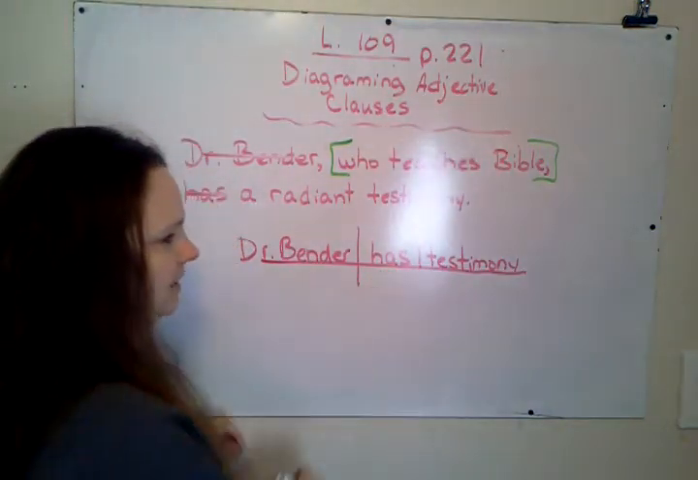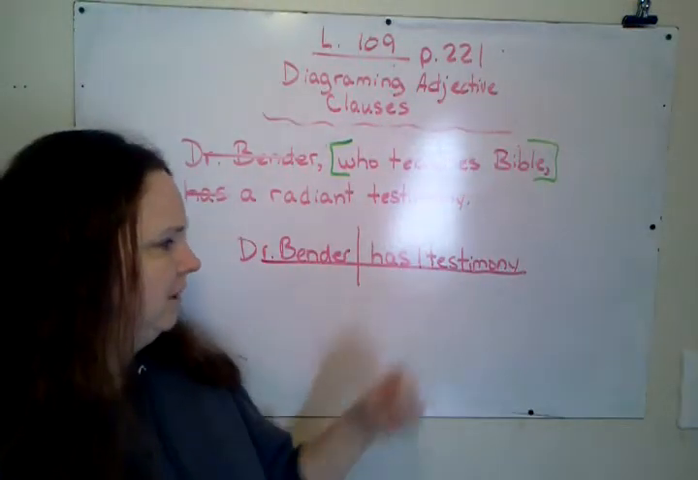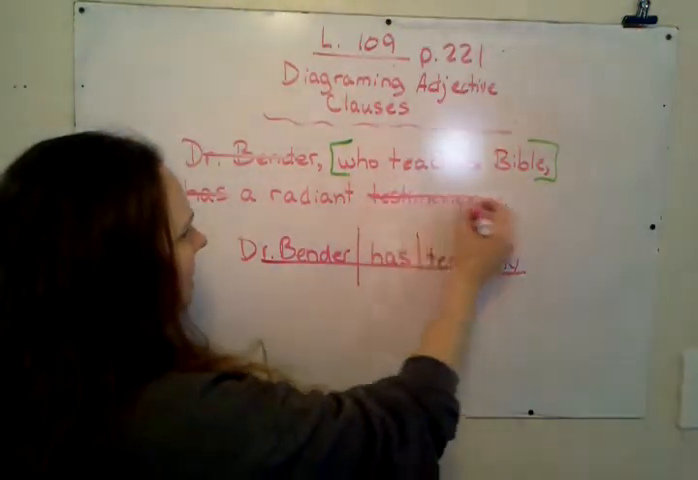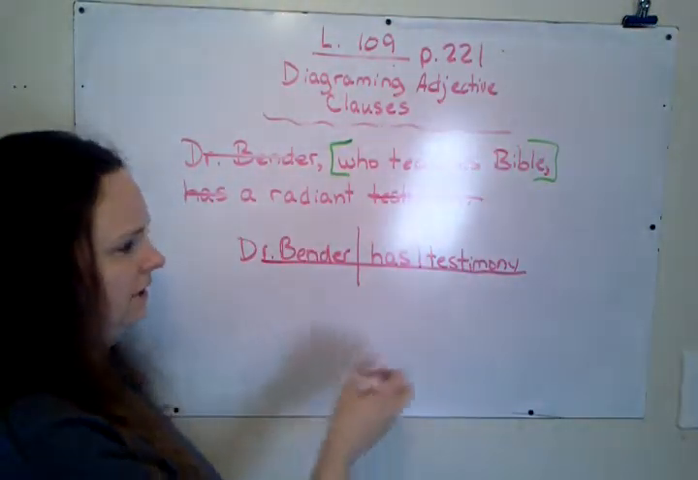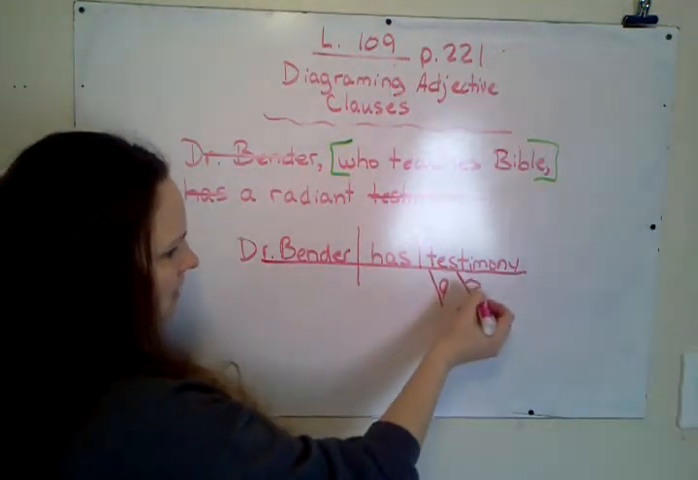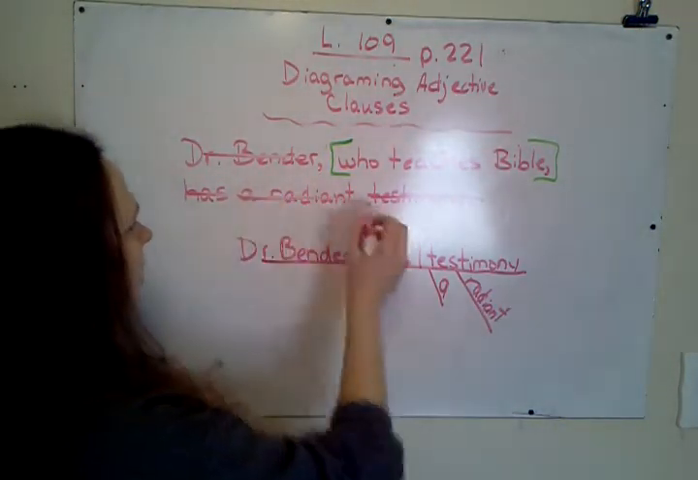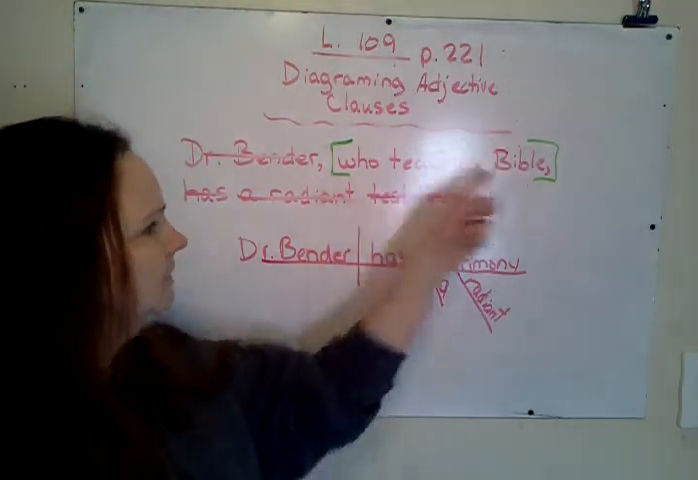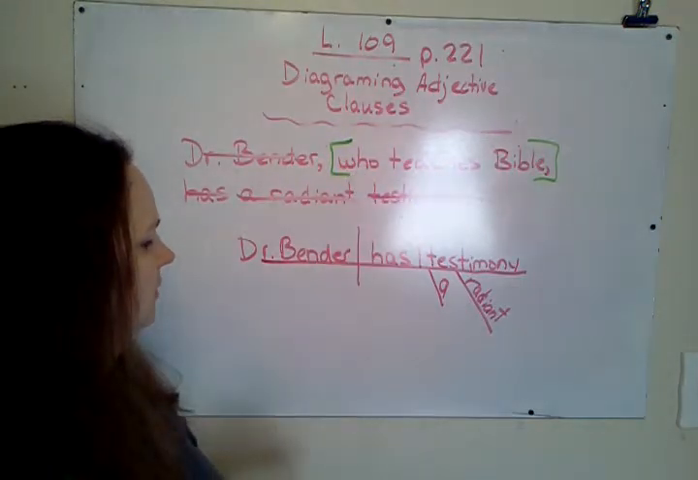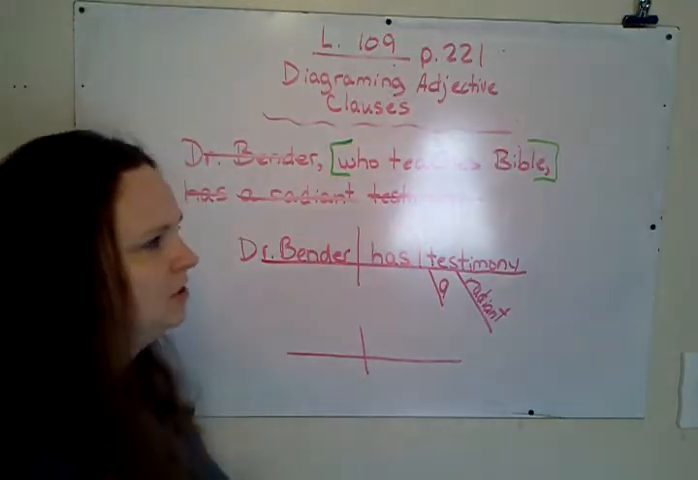Remember, if this is an action verb, I have a direct object. If it's a linking verb, then I have a predicate adjective or a predicate nominative. So, he has testimony. And then these are just adjective modifiers, so they go underneath testimony. He has a testimony, and he has radiant testimony. So now I've taken care of all the words in the main sentence. Now I'm going to diagram the clause. The clause has a subject and a verb, so that's where I'm going to begin. Separate diagram line. Subject, verb.